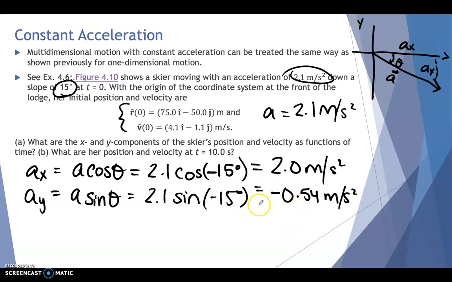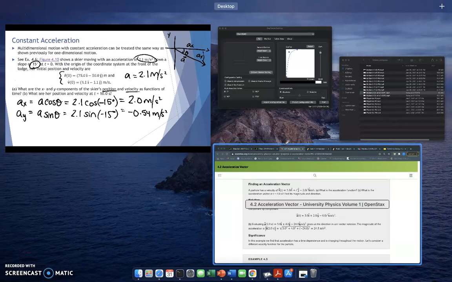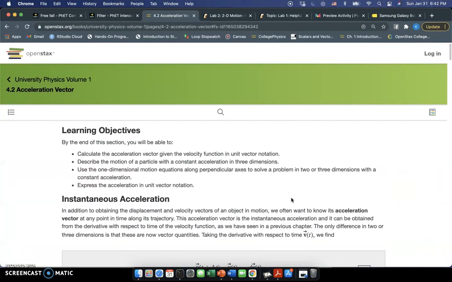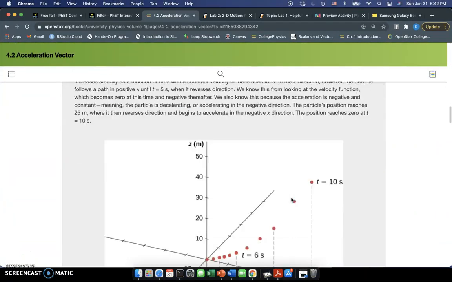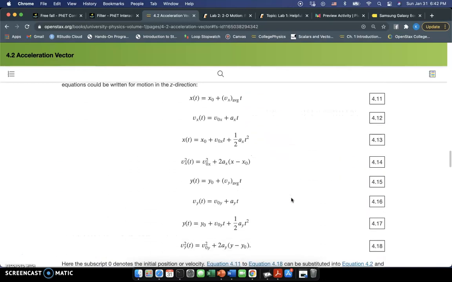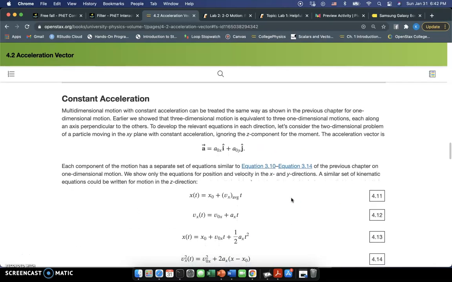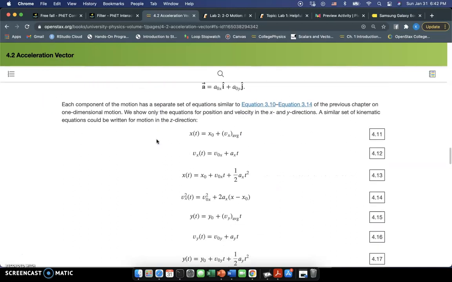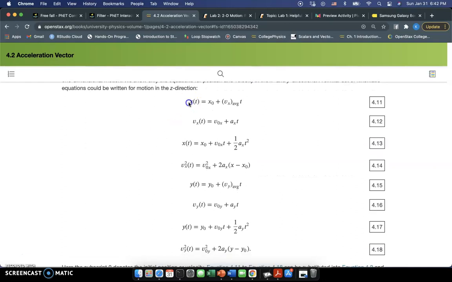Okay, so what I haven't shown you in this lecture is how to put these into our equations. So we want to know our position and velocity functions. So I'm going to go to our textbook. And in this section here in 4.2, it talks about the constant acceleration. These equations will help you describe your motion.